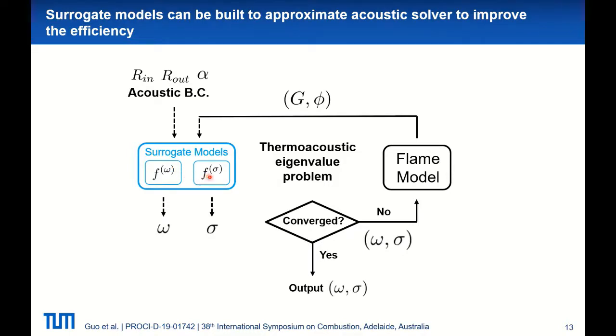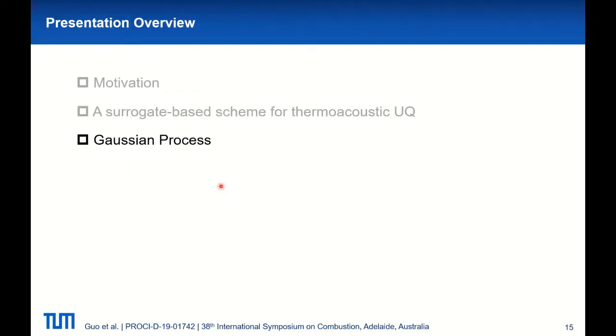Those 2 surrogate models will take in flame gain phase and some acoustic parameters and immediately output the mode frequency and growth rate, respectively. Then, by linking together those two parts, we can now use iterative schemes to calculate thermoacoustic modes. Since those two surrogate models are just algebraic models, this iterative scheme to solve the eigenvalue problem will be much faster than using an acoustic solver.